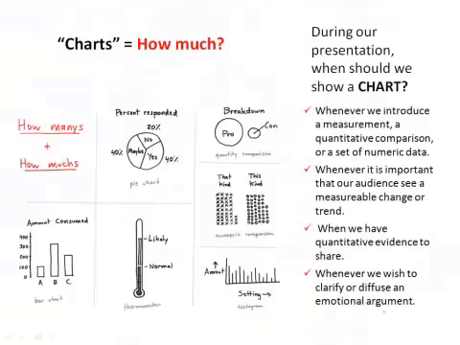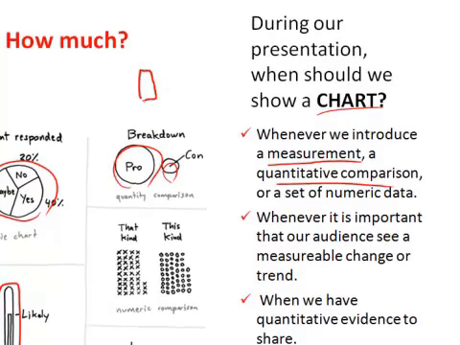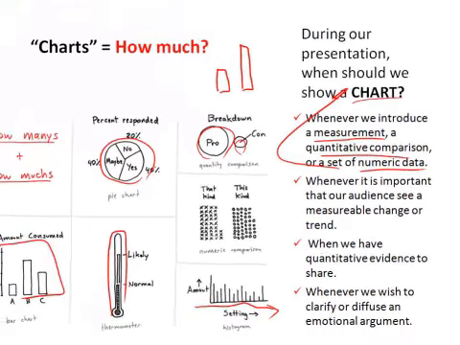So that's charts. Charts, again, show how much. Pie charts, bubble charts, bar charts, thermometer charts, histogram time series. Great, lots of charts. During a presentation, when should we use a chart? Very different from when we used a portrait. Whenever we introduce a measurement, a quantitative comparison, this versus that, or a set of numeric data, that's when we add a chart. When it is important that our audience sees a measurable change or trend, we use a chart.